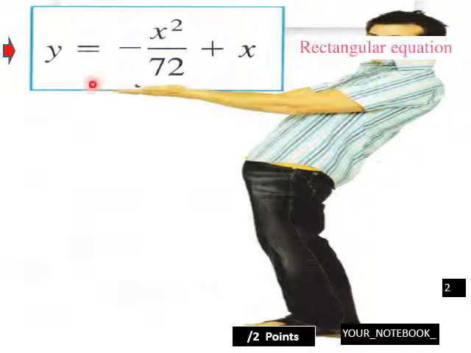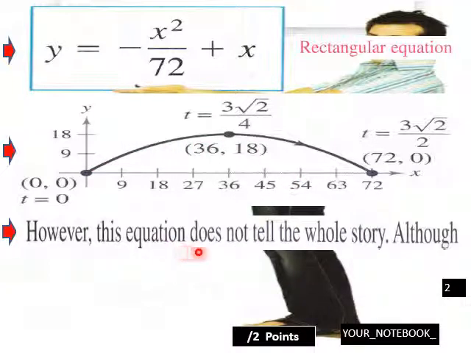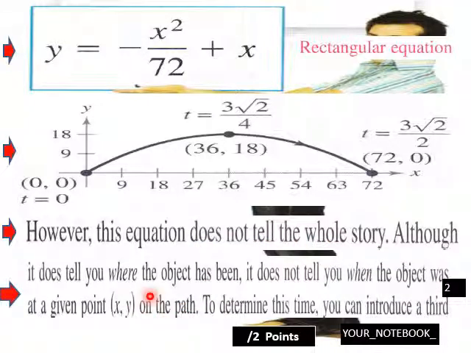So in this situation, y equals the negative of x squared over 72 plus x. This will be called a rectangular equation. And this would be a situation where we have t equals 3 times square root 2 over 4. And then this will be a parabola here. However, this equation does not tell the whole story. Although it does tell you where the object has been, it does not tell you when the object was at a given point on the path.